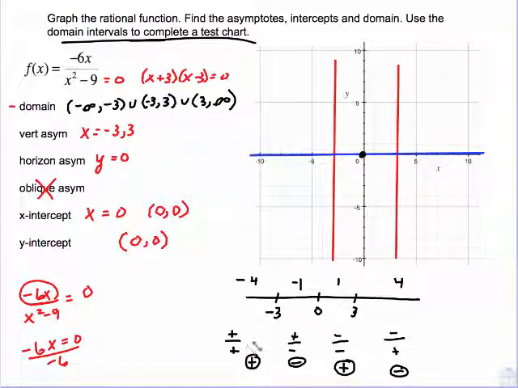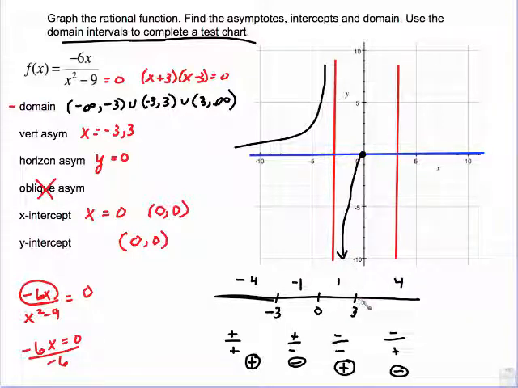Now, what good is that? That's telling me in the region to the left of my negative 3 asymptote, it is positive. It is above the axis. So it's going to give me a curve like this. In between negative 3 and 0, it is a negative region. So it's down here somewhere. All of this is down here.